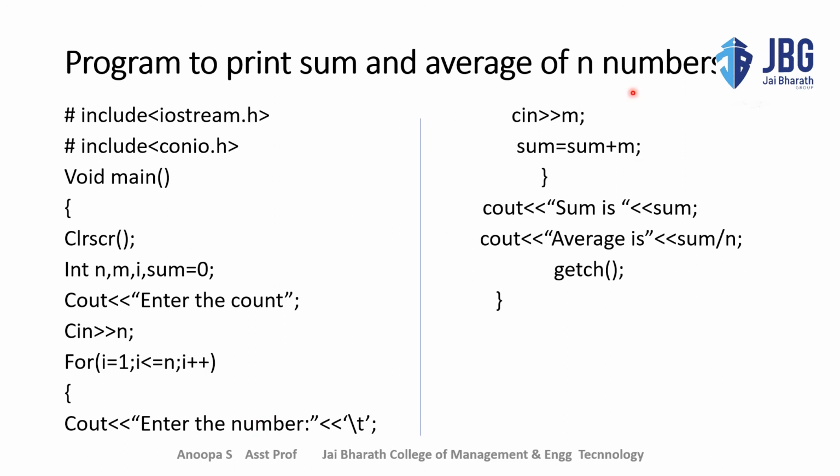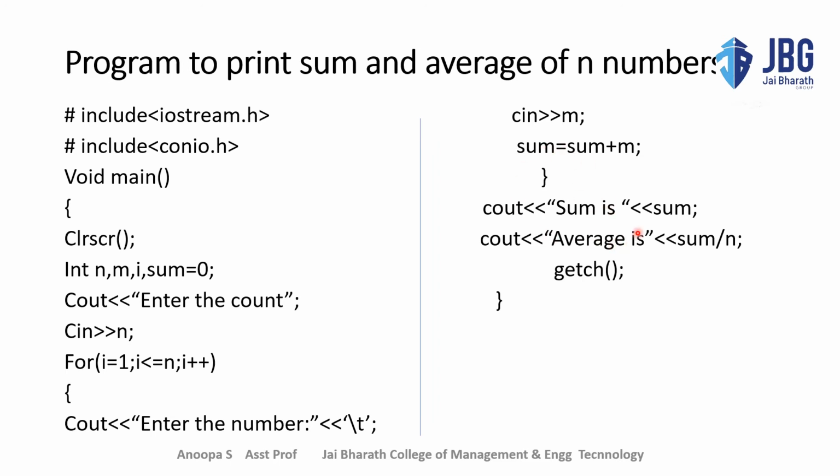So let us see what the loop body is. Enter the number C in M. I am receiving the number in M. Now the sum value is stored in the variable sum. So sum equals sum plus M. So each time a number is entered, the value is added and stored in the variable sum.